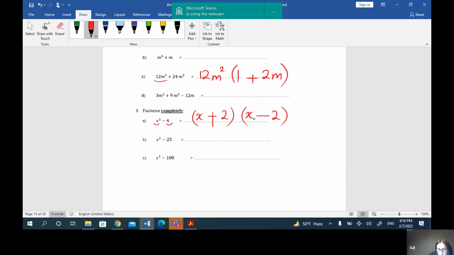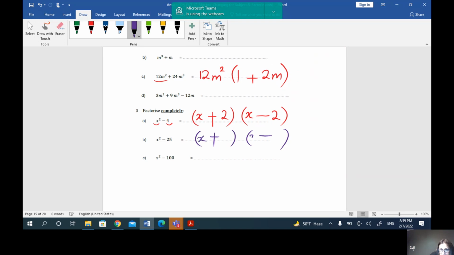And in order to check, you can expand, and you will end up with the original expression. Here, it is a squared expression, a squared number, and there is the subtraction in the middle. So we open two brackets. The first will take the plus and the second will take the subtraction.